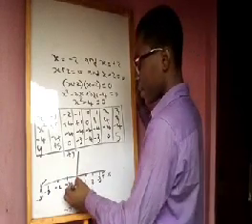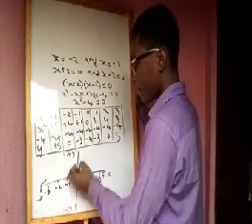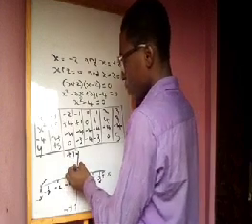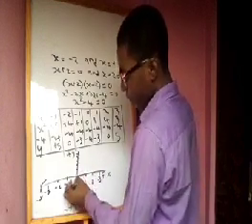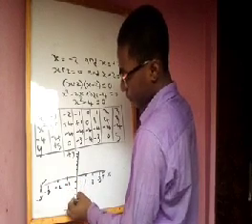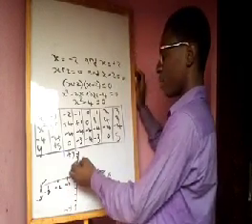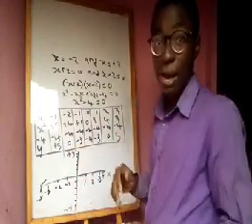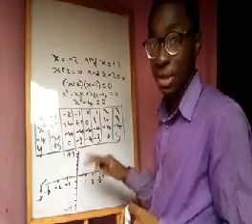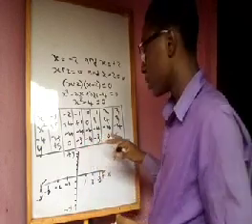Let's divide the y-axis into 5 units. This should be 5 up and 5 down: 1, 2, 3, 4, 5. Then we have 1, 2, 3, 4, 5. So this is plus 1, plus 2, plus 3, plus 4, plus 5, minus 1, minus 2, minus 3, minus 4, minus 5. I must remind you that this is just a sketch.